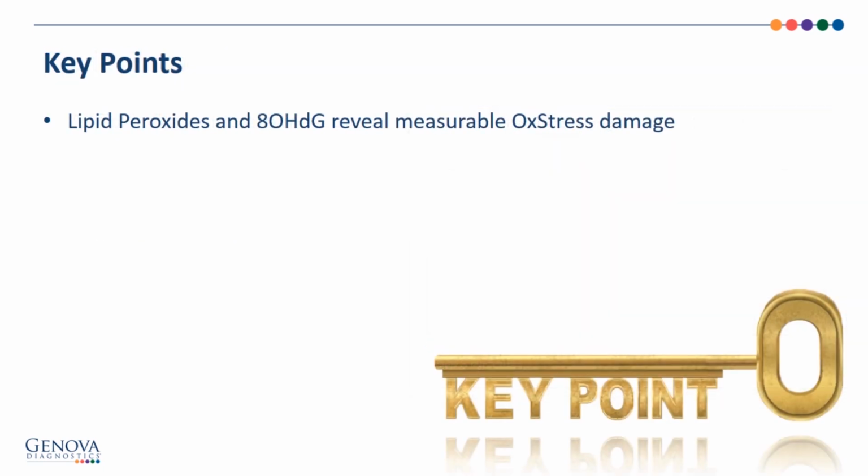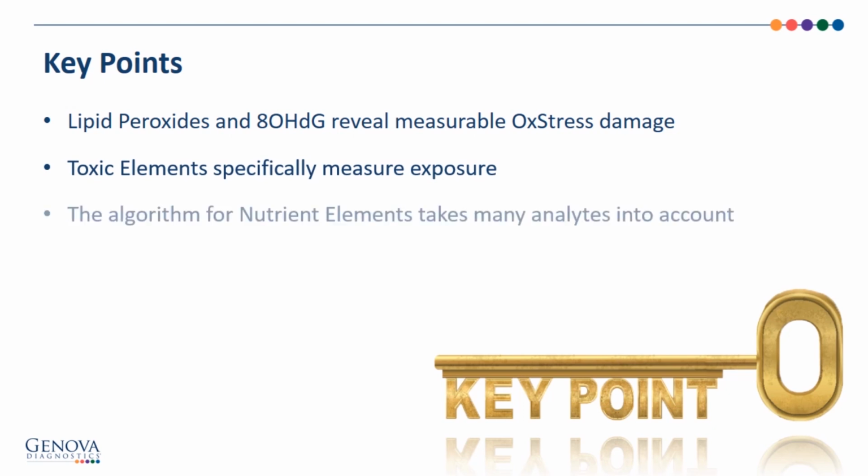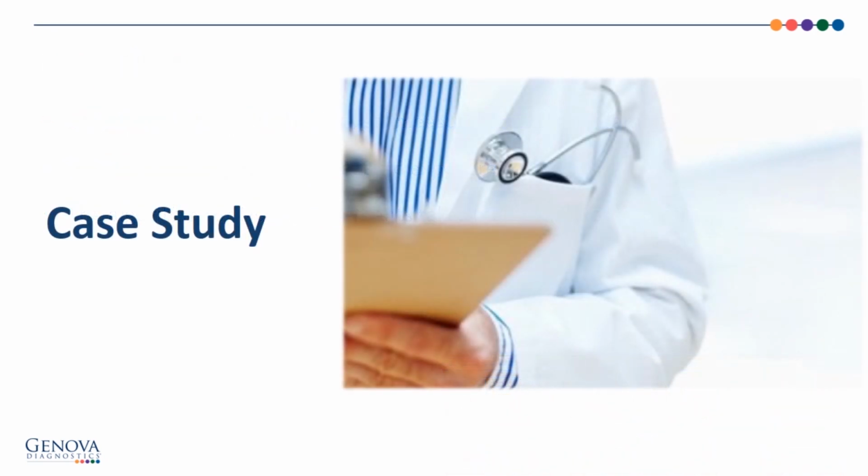Here are our key points. Lipid peroxides and 8-OHDG reveal measurable oxidative stress damage. Toxic elements specifically measure exposure. The algorithm for nutrient elements takes many analytes into account. Let's begin our case study.